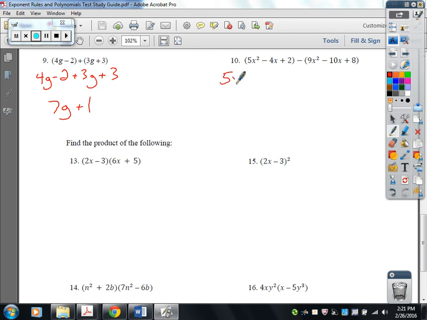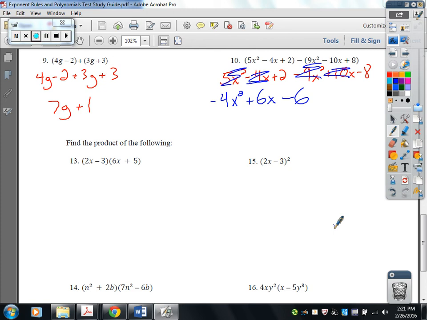This is going to be 5x squared minus 4x plus 2 minus 9x squared plus 10x minus 8. Like terms, 5x squared minus 9x squared is negative 4x squared. Negative 4x plus 10x is positive 6x. 2 minus 8 is negative 6.